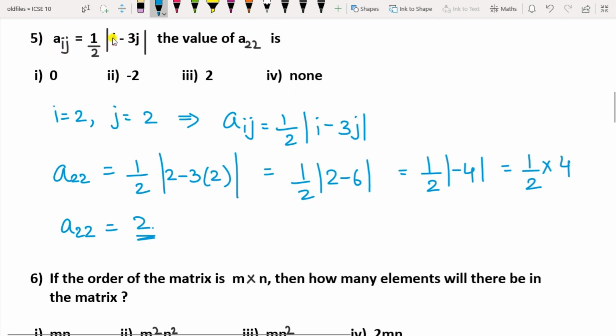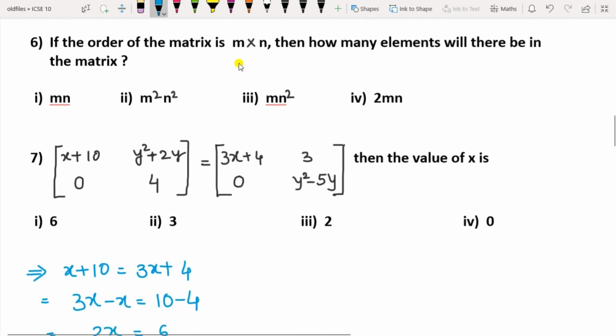Aij equal to 1 by 2 modulus of i minus 3j, where the value of A22 you have to find. A22 means i is 2 and j is 2. Substitute i and j as 2 in this given equation. So it is 2 minus 6, which is minus 4. But since this is a modulus sign and any value in the modulus sign is positive, if you take it out from the modulus it is positive. So for negative also it will become positive. So the answer is plus 2. So plus 2 is the correct option.